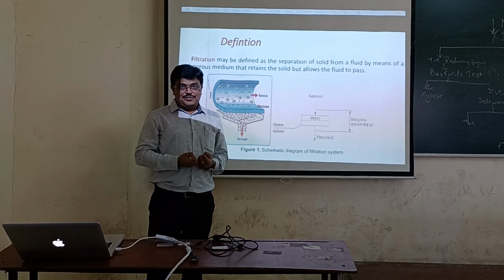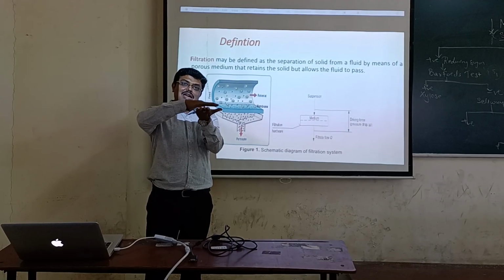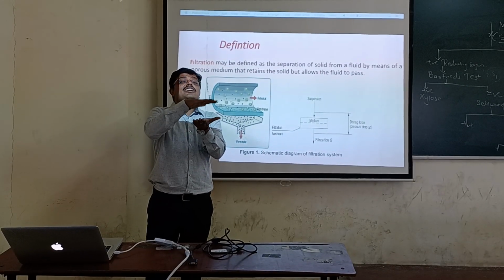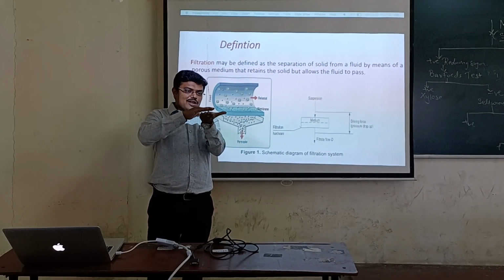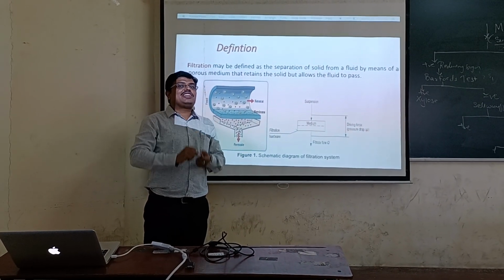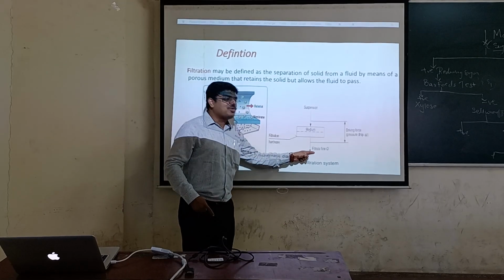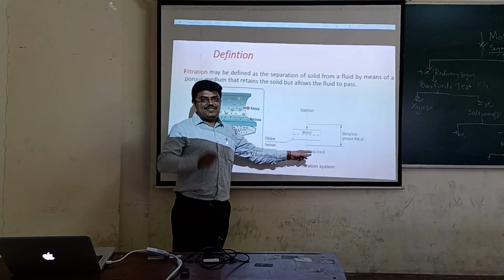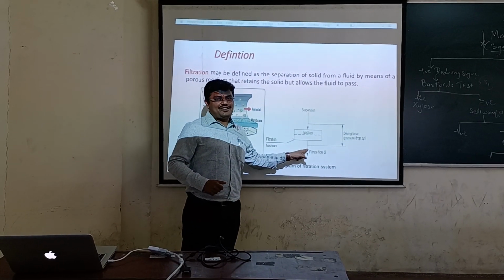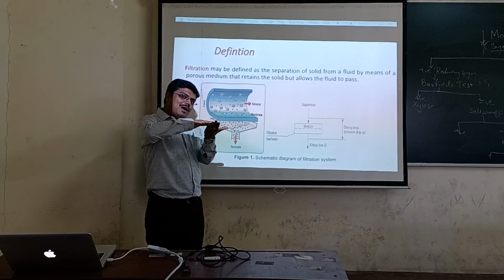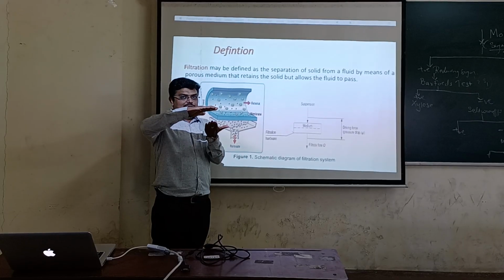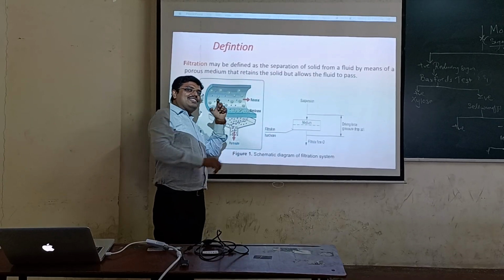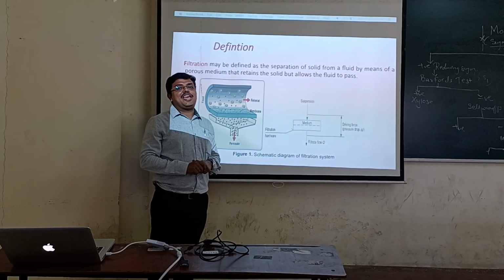When we perform this phenomenon, the material which remains on the top is considered a retentate. The solid which remains on the top is known as a retentate. Whatever you collect in a vessel after the process of filtration is known as a filtrate. And if the solid material continuously remains on top and creates layer upon layer, that is known as a filter cake.